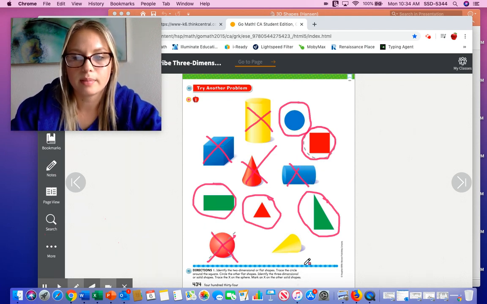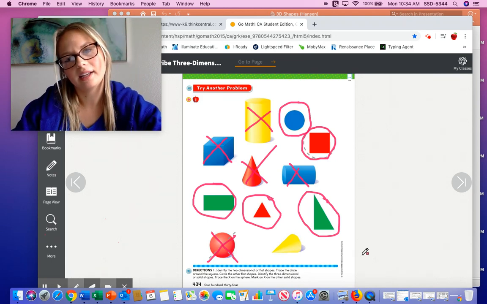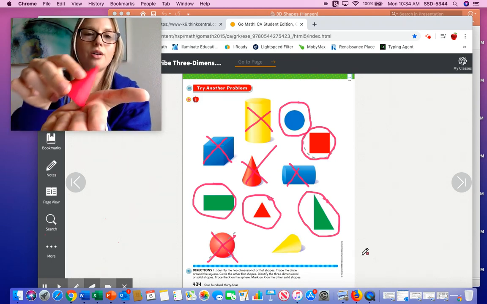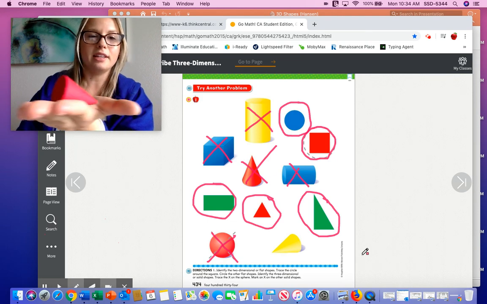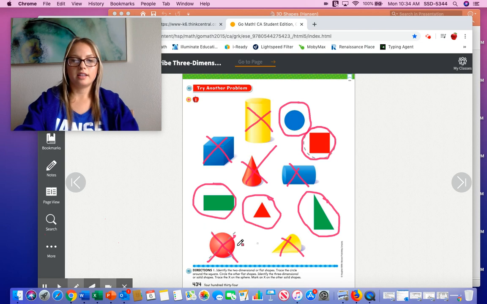It's a solid shape. What is this shape? You know what that is? Never seen that. Oh, it's a cone turned sideways. So a cone is 3D. We can put an X on that. Great job.